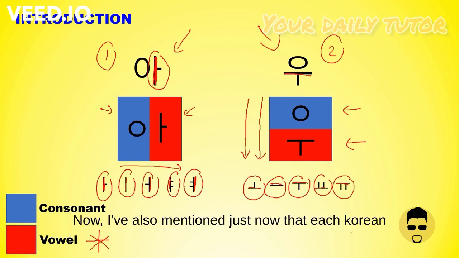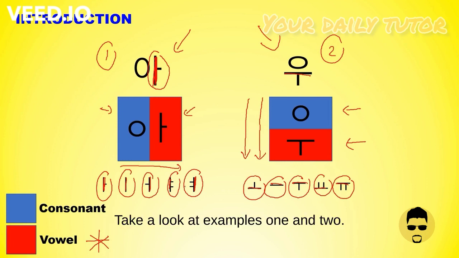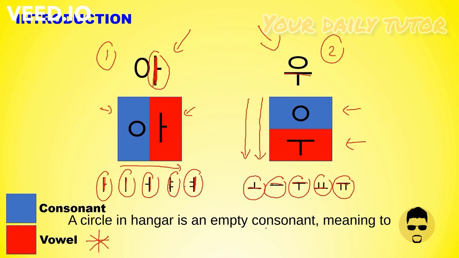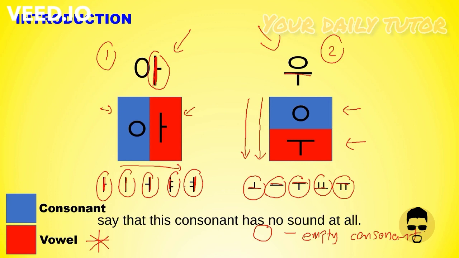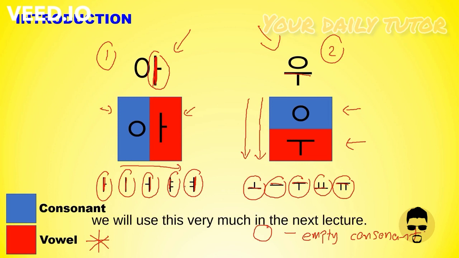Now, I've also mentioned just now that each Korean character must have a consonant and a vowel. Take a look at examples 1 and 2. The symbols in the red area are vowels, but I'm sure you can see the circle in the blue areas, right? A circle in Hangul is an empty consonant. Meaning to say that this consonant has no sound at all. In fact, the empty consonant is silent. I want you to keep this empty consonant in mind because we will use this very much in the next lecture.